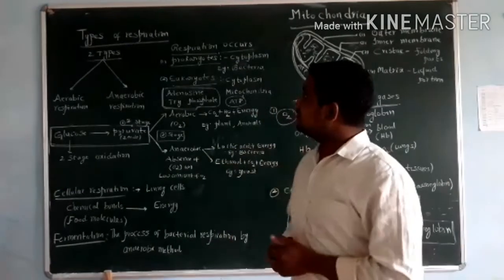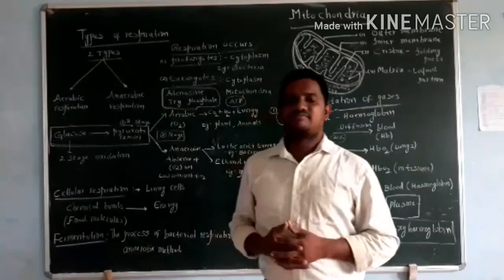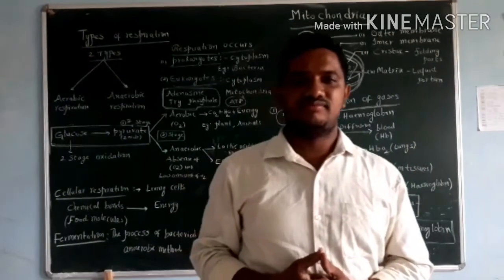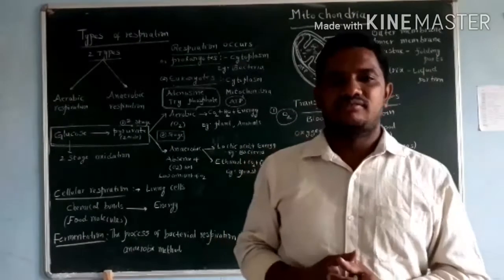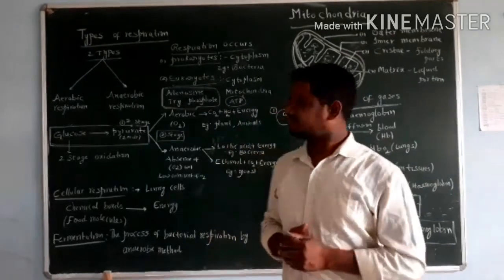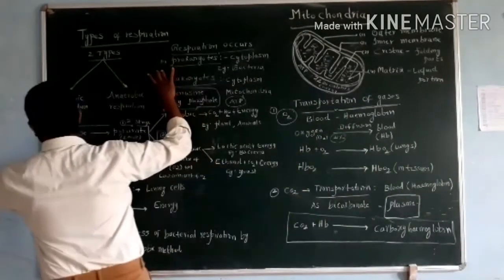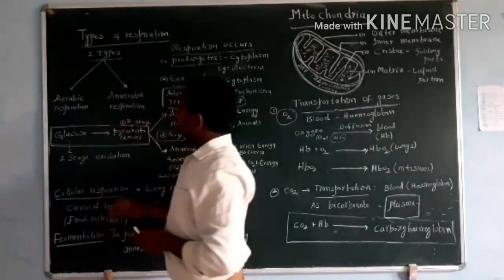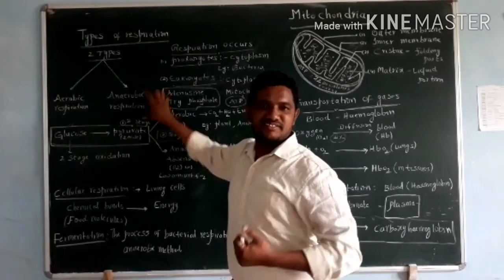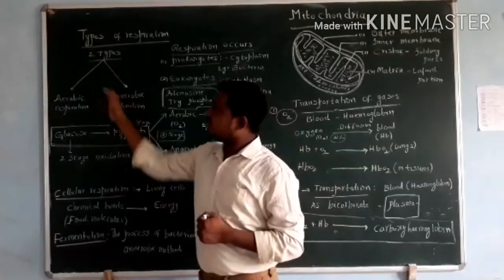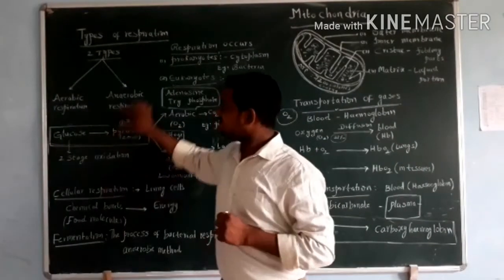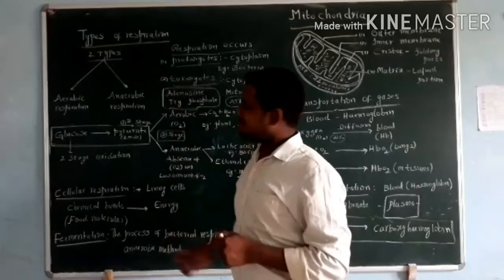The next topic is types of respiration. How many types of respirations are there? Basically, there are two types of respirations. Those are aerobic respiration and anaerobic respiration. Two types of respirations: aerobic respiration, anaerobic respiration.